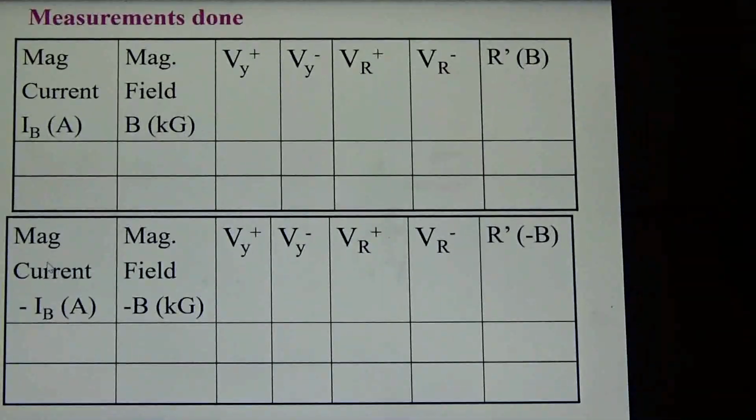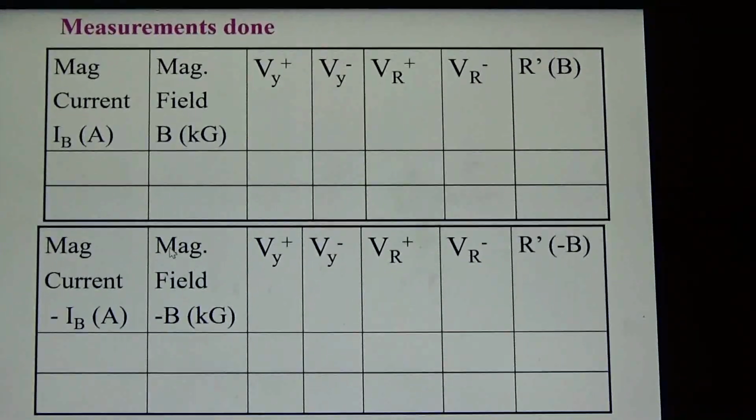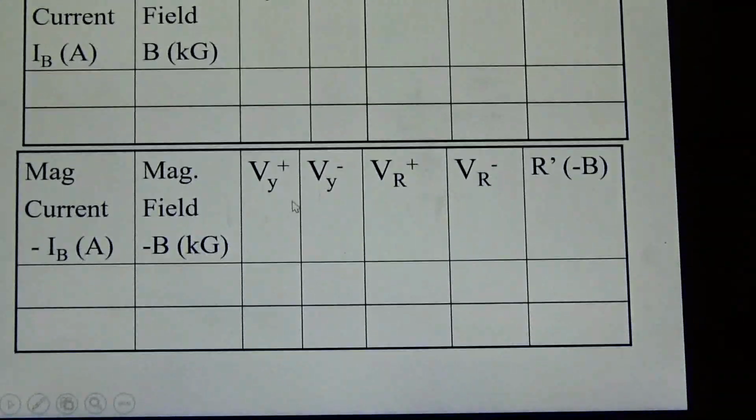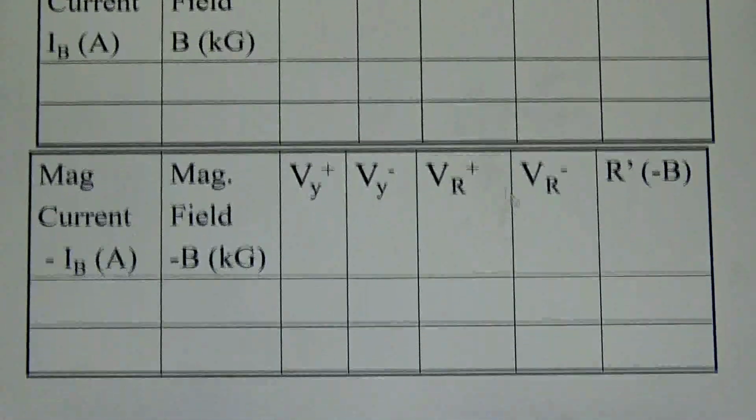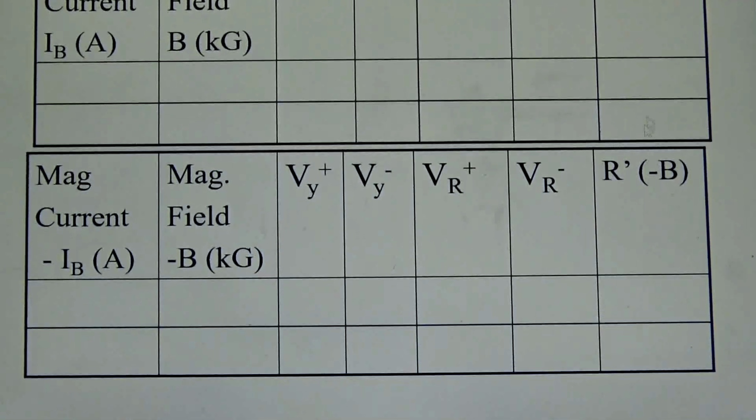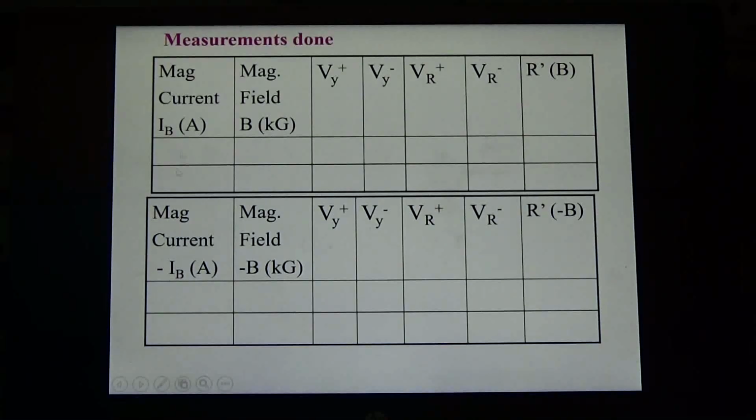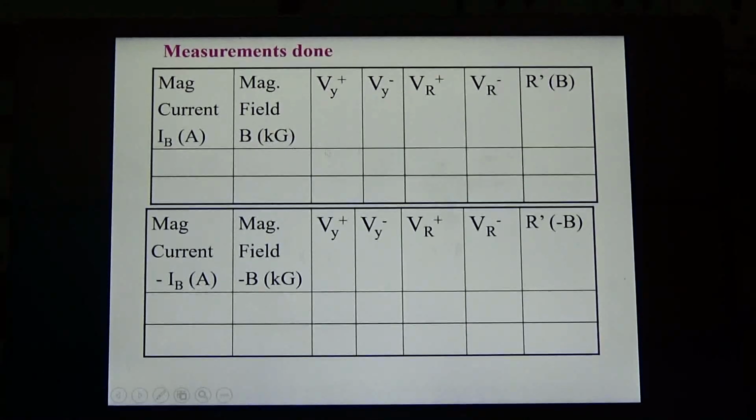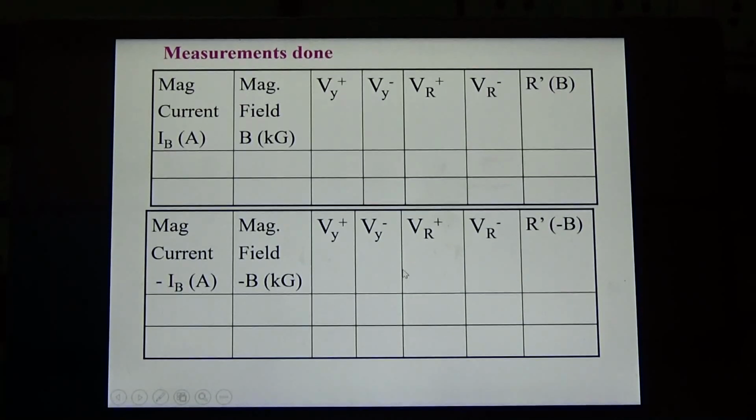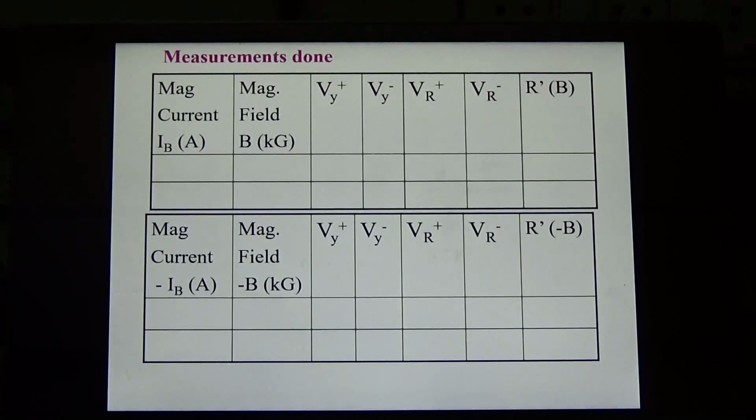Now the second part consists of changing the direction of the magnetic current, that means you are reversing the magnetic field. If you do that, again you can measure Vy plus and Vy minus for two different electric field directions, and the corresponding Vr plus and Vr minus, and you can measure R prime minus B. The difference of these two gives you delta R, which you plot as a function of B. For a given B, you calculate delta R, summarize that, then plot delta R versus B, and the slope gives you the carrier concentration.